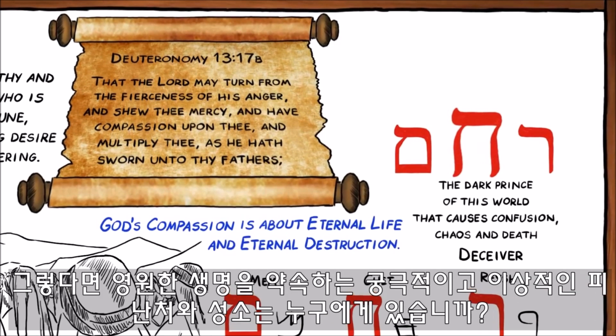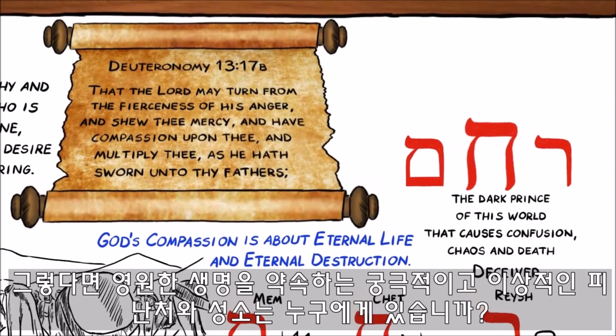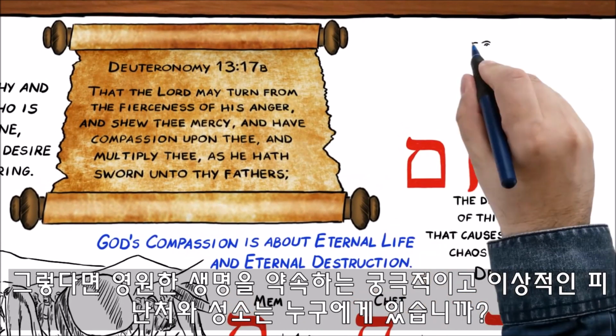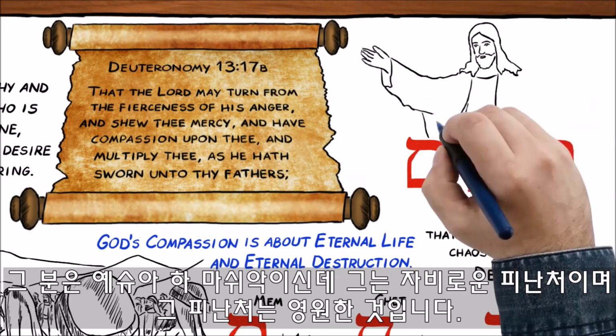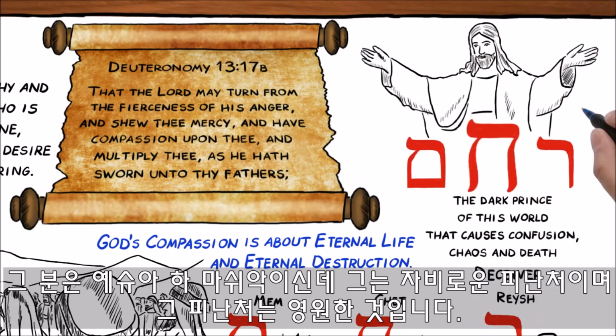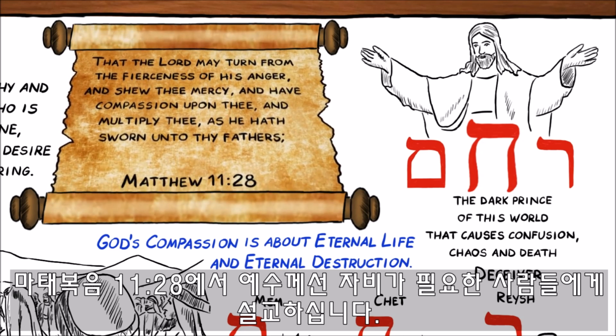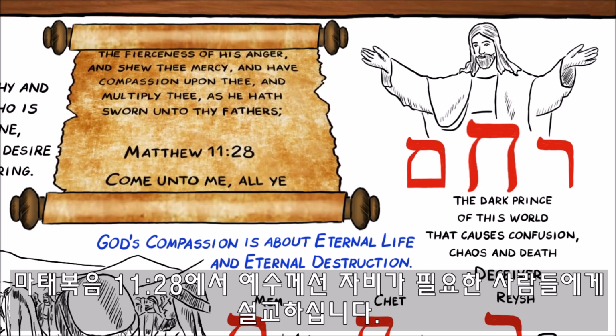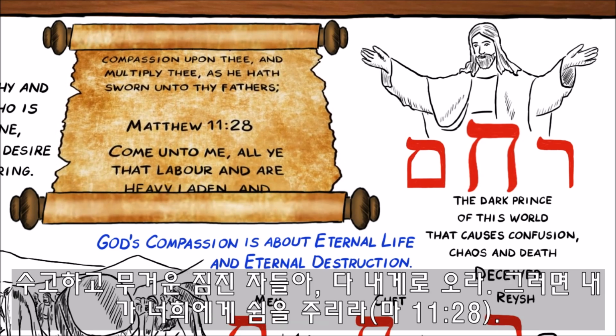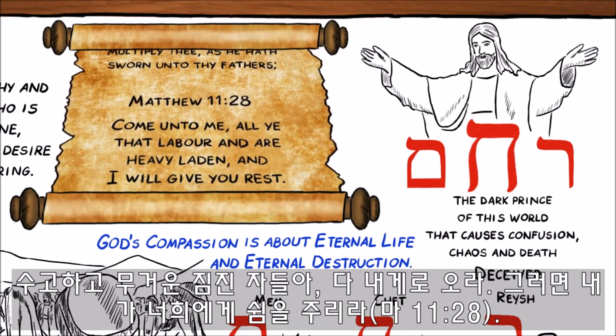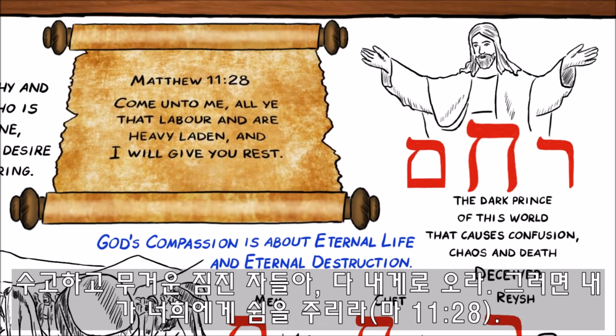So who is the ultimate and ideal sanctuary and refuge that promises eternal life? It is Yeshua HaMashiach. He is the sanctuary that gives compassion its everlasting significance. In Matthew 11:28, Jesus addressed those in need of compassion, and he said unto them, Come unto me, all ye that labor and are heavy laden, and I will give you rest.